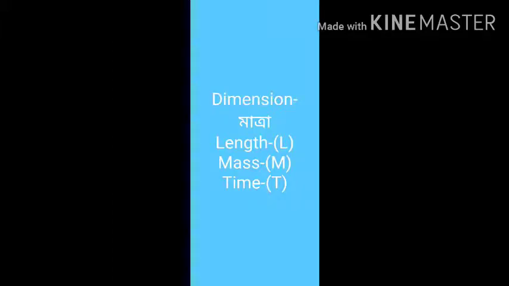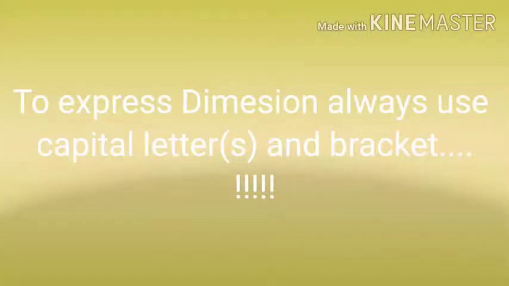Now we will learn about dimension, or matra. In this case, length, mass and time, these three basic quantities, are symbolized by capital L, capital M and capital T. Sometimes we will use all 7 fundamental quantities, but now let's start with these 3. Always remember that length, mass and time are denoted by capital letters and are always quoted in brackets. Naturally we use third brackets, sometimes first brackets also.